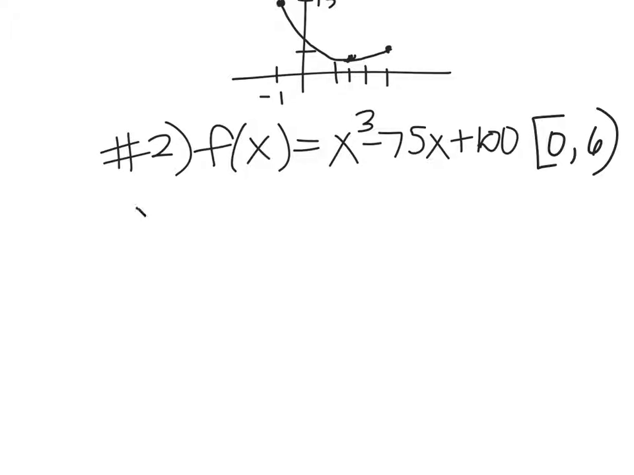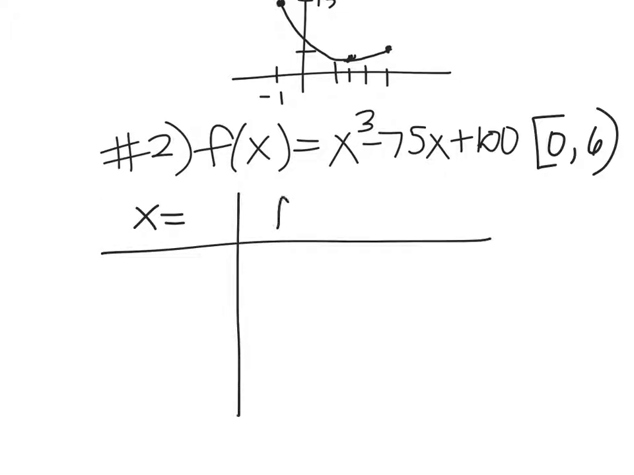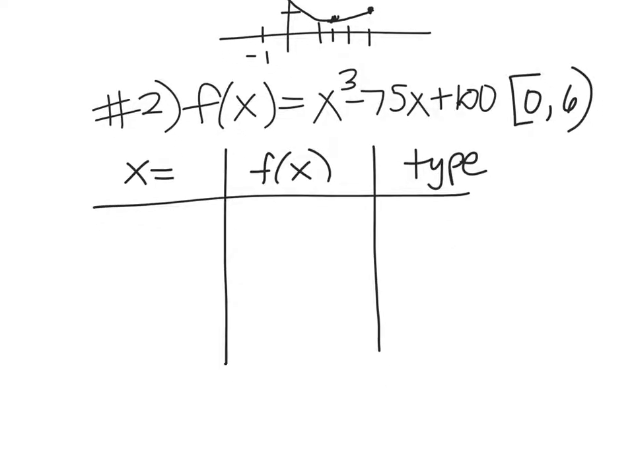Okay, so here we go. We're going to do our critical points, x equals, and we're going to have f of x, and then we're going to have what type it is. Is it a max? Is it a min? Is it absolute? Is it relative? Well, 0 for sure. 0 is an endpoint. You have to always include these endpoints. So x equals 0 is one of them. I'm going to plug in 0, and I get 100. Perfect. I do not worry about 6 because 6 is not part of my interval.